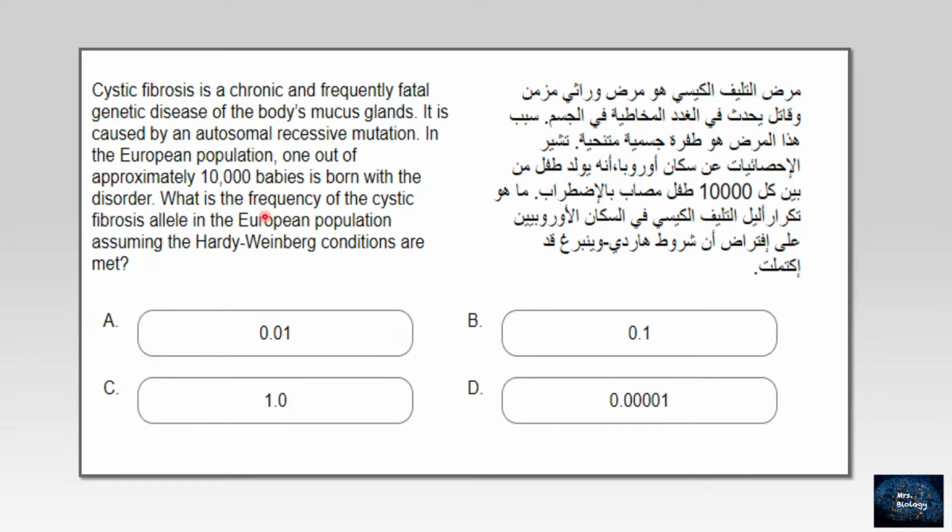That's clear. What is the frequency of the cystic fibrosis allele in the European population, assuming the Hardy-Weinberg conditions are met? These conditions mean what? That the genotype frequencies in any population remain constant. And he gave me already what? The recessive, that means the q squared. Come with me to do the work.